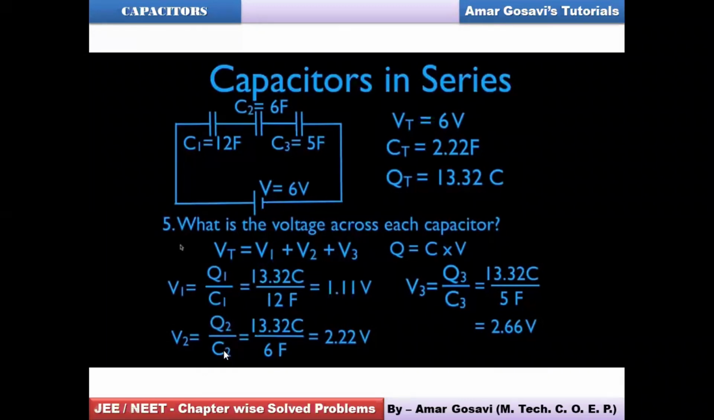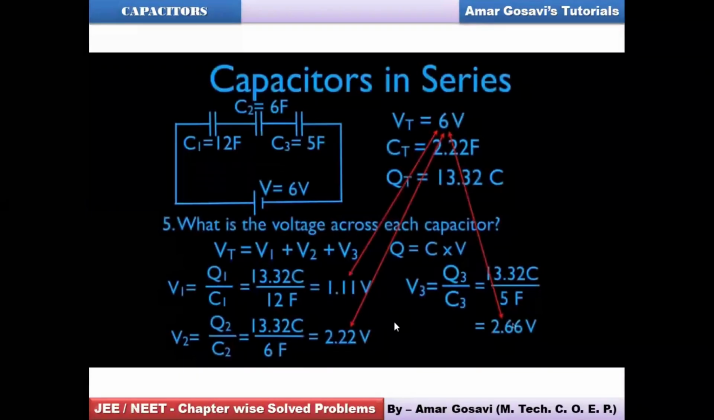Similarly, V2 would be Q2 by C2. Q2 is the same 13.32, but C2 is 6 farad, so V2 would be 2.22 volt. Correspondingly, V3 will be Q3 by C3, and it comes out to be 2.66 volt because C3 is 5 farad. Together, if you add V1 plus V2 plus V3, it has to be equal to 6. That's how it will get distributed. You can see if I add 1.11, 2.22 and 2.66 together, I get 6 volt. So this is how the charges and the potentials get distributed in series circuits for capacitors.